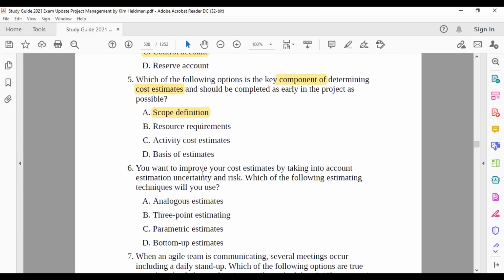No problem. You want to improve your cost estimates by taking into account estimation uncertainty and risk. And you have the very clear answer. Uncertainty is used. So which one will we go with? Which estimation? Should not let me down.